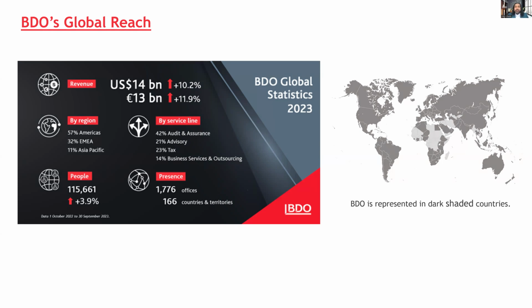BDO is a global advisory, audit, and tax professional services provider. We're actually the 5th largest globally. And you can see from our revenue figures last year, 2023, we had revenues in excess of $14 billion US. We have offices in almost all countries worldwide, 166 countries, nearly 1,800 offices, and we have 115,000 professional staff worldwide. Next slide, please.